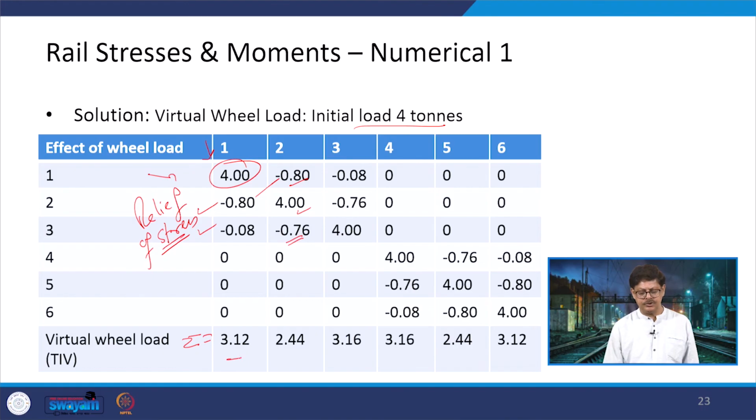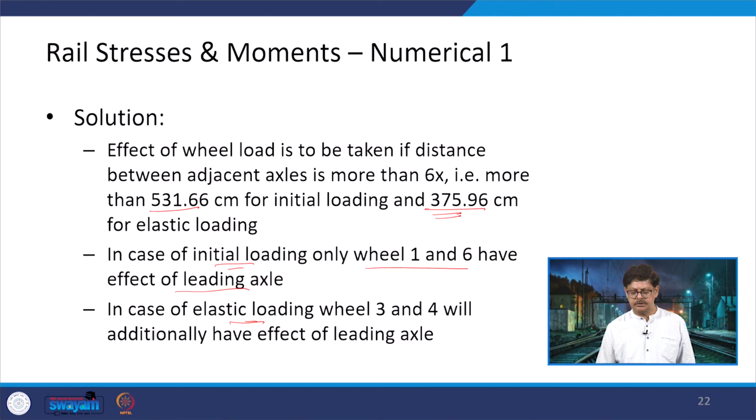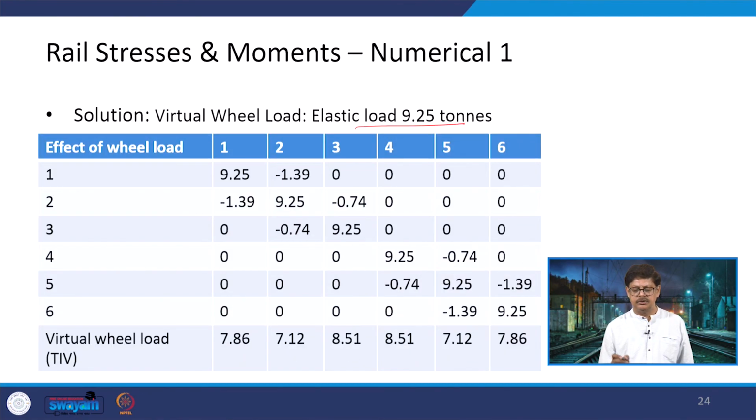So, we have the values as 3.12, 2.44, 3.16, and then there is again a repetition of those values on the other side. And a similar analysis is being done for the elastic load, which is 9. I think it's 9.3 tons. So, you can make that change here. So, it is 9.3 tons. Accordingly, some of the values will change in this particular table. Kindly do that by yourself.